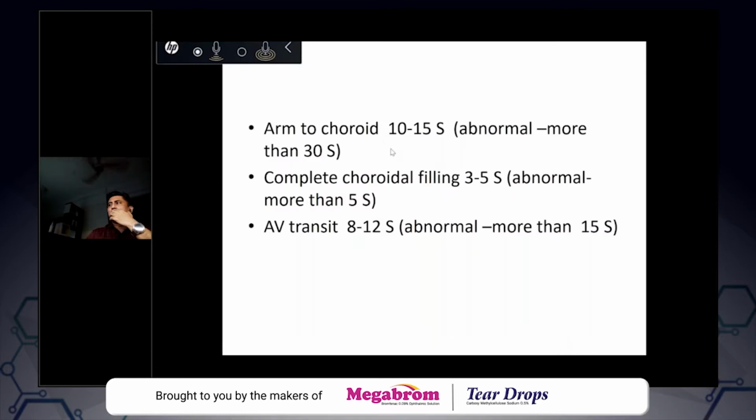So, very important landmarks. 10 to 15 seconds after the dye injection, the dye comes to the choroid. From the artery to the vein, 3 to 5 seconds. The complete choroidal filling occurs around 1 to 2 seconds after the dye comes into the choroid, and it comes to the artery. Then into the vein, it comes around 8 to 12 seconds. So from the injection, the complete filling of the vein occurs by around 20 to 25 seconds.